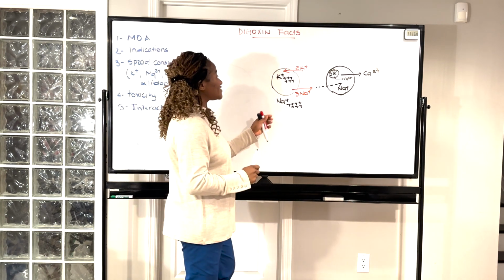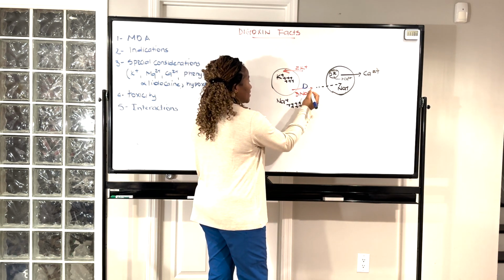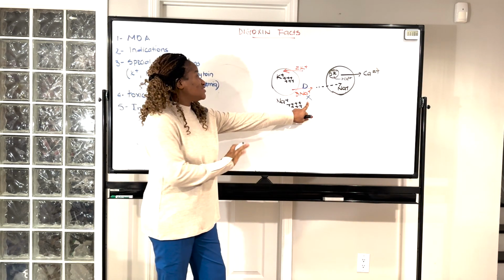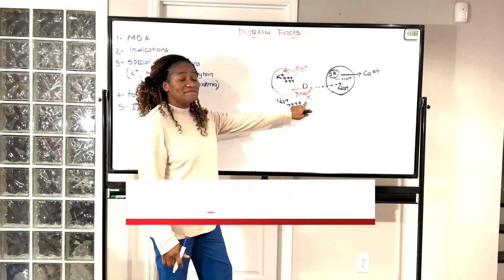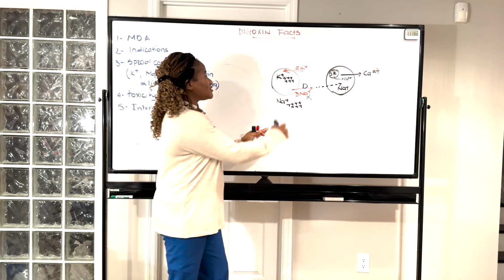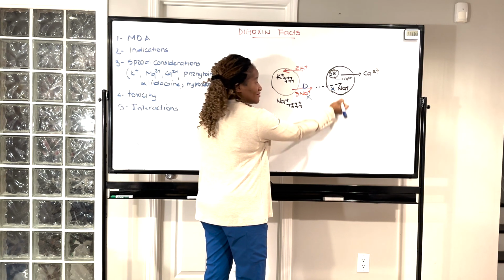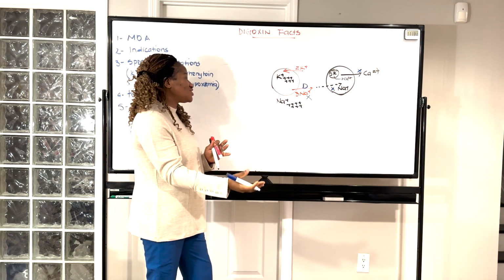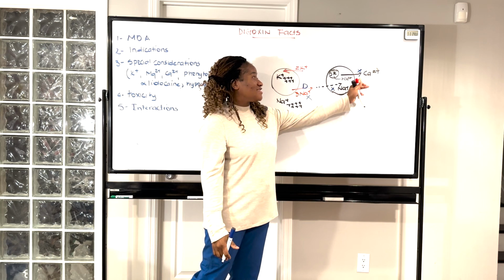So digoxin is going to come to this pump, bind to the pump, and inhibit the exit of sodium. Digoxin doesn't want the sodium out. So it's going to bind on the ATPase pump, and the sodium is not going to go out. And if the sodium doesn't go out, it does not go inside this cell, and the calcium is not able to go out. It's like a chain reaction. If I'm not out here, I'm not in here, so I'm not getting this exchange.